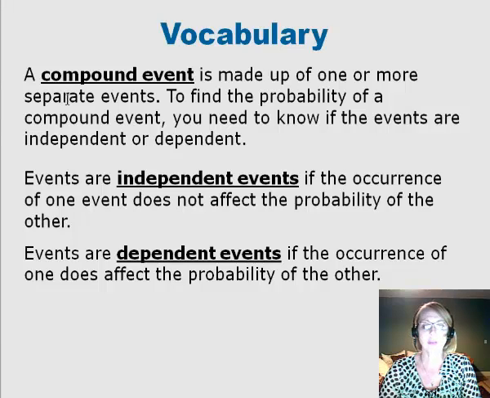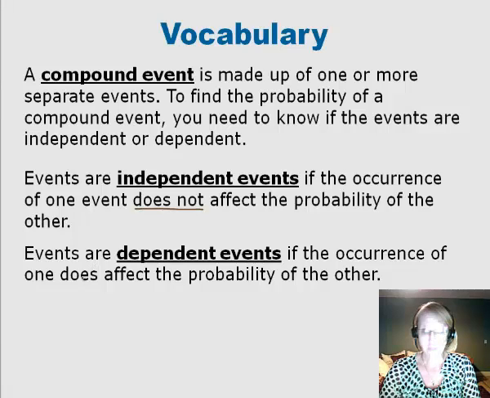The first one is compound event. Compound, just like in the English language with the compound word, a compound event is made up of one or more separate events. To find the probability of a compound event, you need to know if the events are independent or dependent. So to find the probability of a compound event, that's one or more separate events, we need to know what independent means. Well, events are independent if the occurrence of one event does not affect the probability of the other.